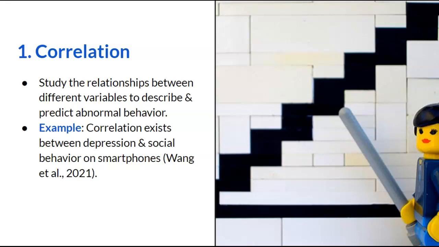Additionally, the researchers discovered that using social apps during the evening predicted higher depressive symptoms. While there appears to be a strong relationship between depression and using social apps, it does not mean that using social apps in the evening causes depression. In other words, correlation is not causation.